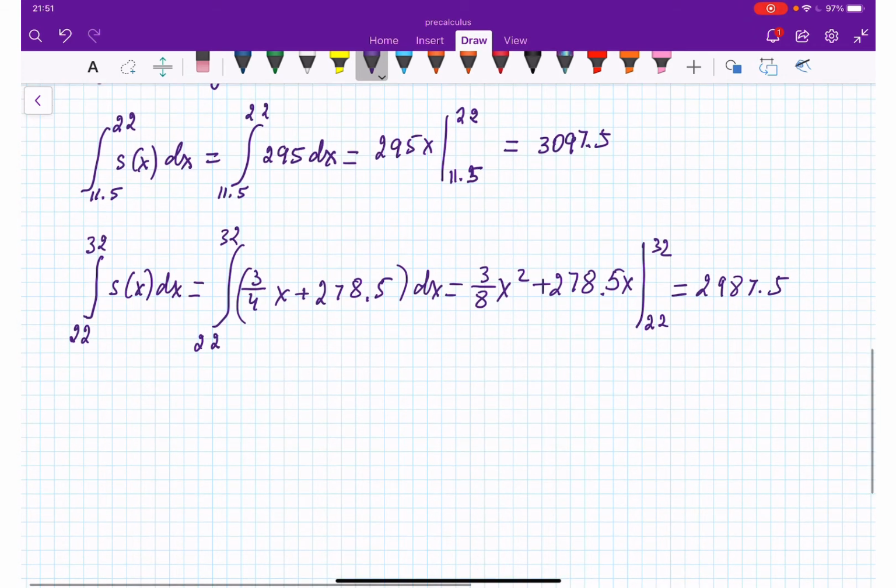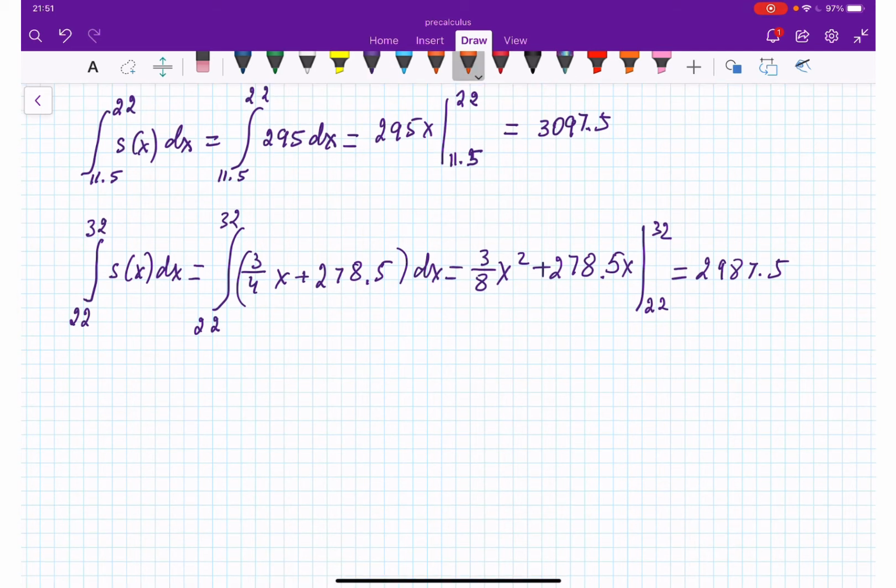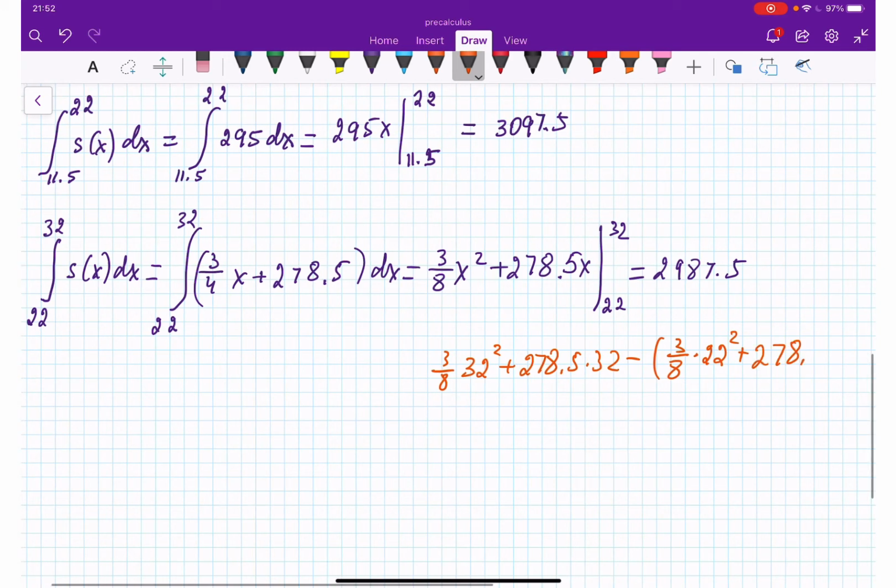And this is going to be equal to 2,987.5. Just real quick to remind you how we calculate this, in case somebody forgot: 3/8, first I'm plugging in 32, so 32 squared, plus 278.5 times 32, and then minus, in parentheses, because when we open the minus we flip the sign, 3/8 times 22 squared plus 278.5 times 22. That's it. Once you solve it, you will get this result.